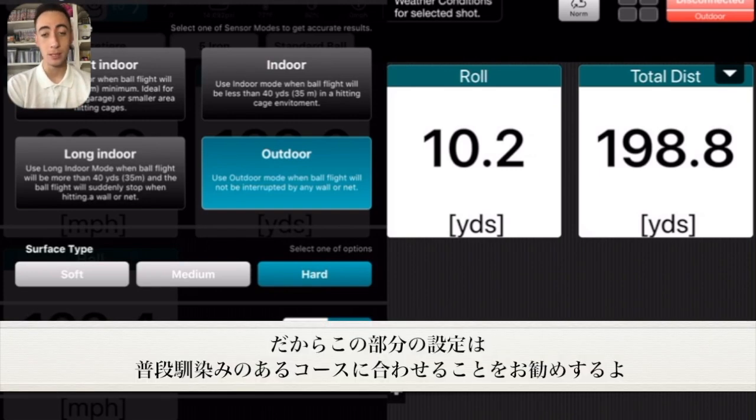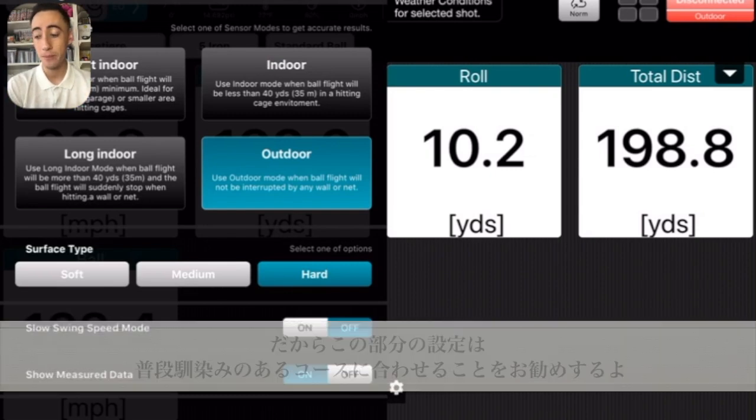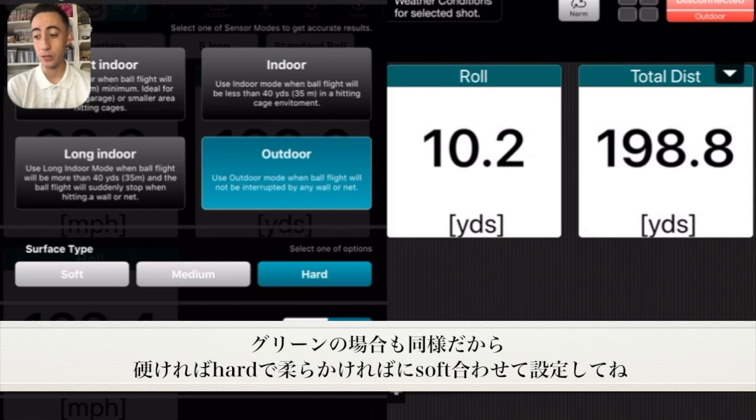What I recommend is to track what surface your course typically has at the moment, and then try to make the setting resemble that. So if you're playing really compacted greens, keep it on hard. If you're playing really soft greens, maybe put it over to soft. That'd be a good rule of thumb right there.